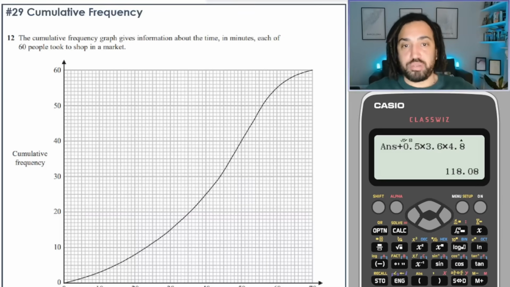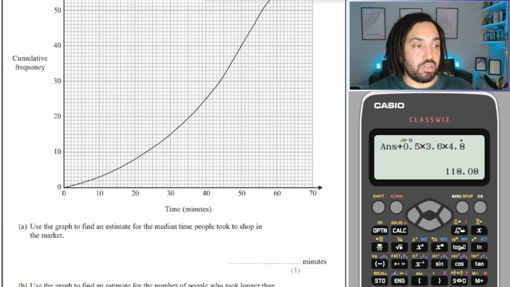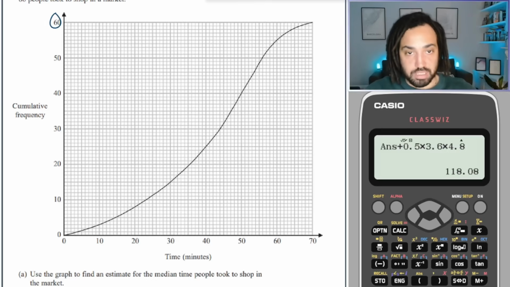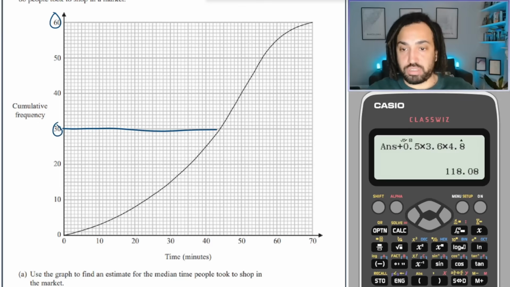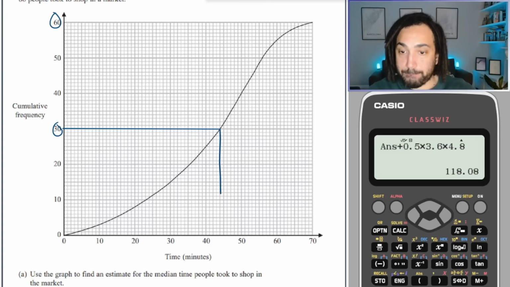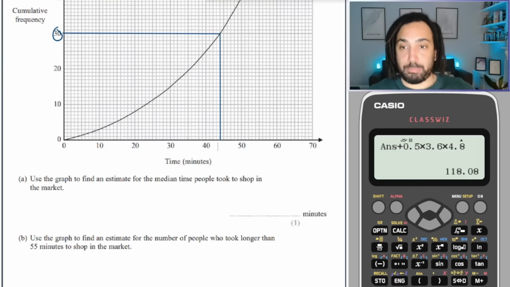Okay, cumulative frequency. The cumulative frequency graph gives information about the time in minutes each of the 60 people took to shop in a market. How exciting. Use the graph to find an estimate for the median. Okay, so there's 60 people. The median occurs at the 30th position. We draw a line across, we hit the graph, we come down. And that to me looks like 44 minutes.